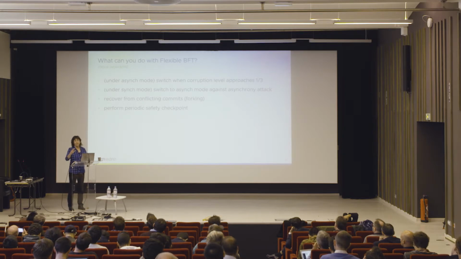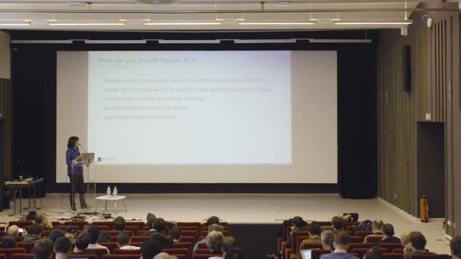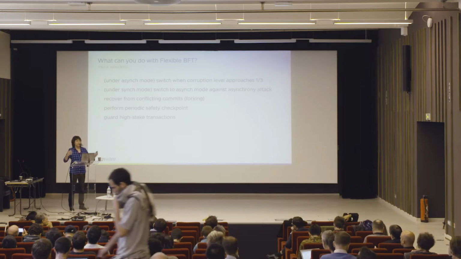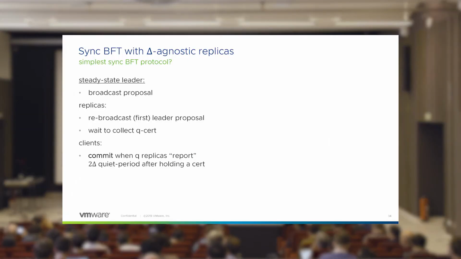You could also have these higher paranoid models applied only once in a while. So you could get safe checkpoints of the system every once in a while by adopting higher level assumptions, let's say every hour. And like I said, you can also distinguish between high stake transactions and low. And again, the same system, the same implementation, you could wait for longer, higher assurance on high stake transactions.